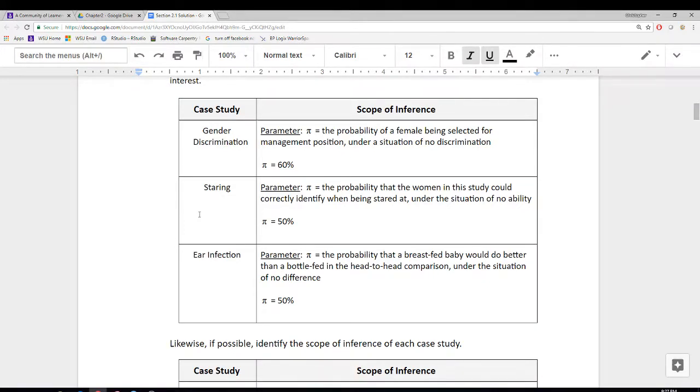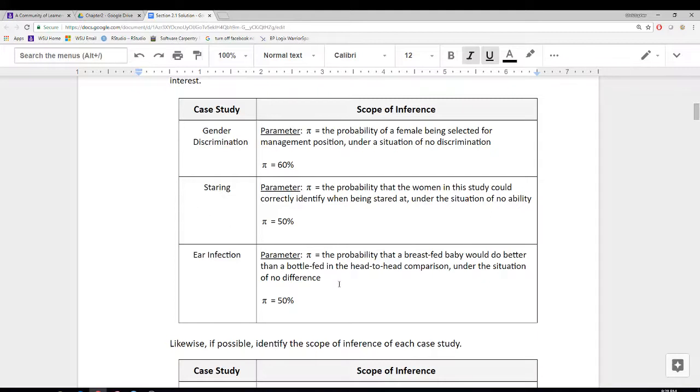In the staring example, the parameter is identified to be the probability that a woman in this study could correctly identify when being stared at, under a situation of no ability. So if that woman had no ability to identify when somebody was staring at her, she would simply have to guess. She'd have to either select look or no look. And then from that, we would determine whether or not she was correct or incorrect. But in a guessing situation, she has a 50-50 chance of being correct. Therefore, the parameter value for the staring example is set to be 50%.